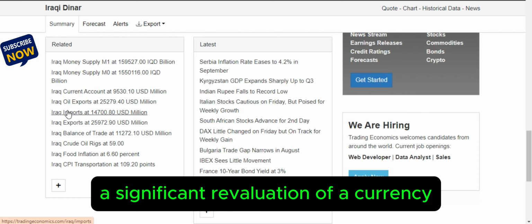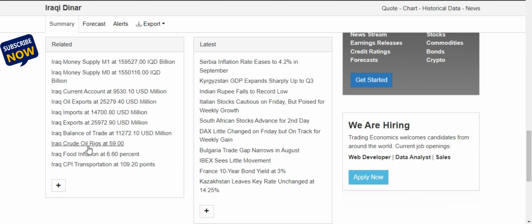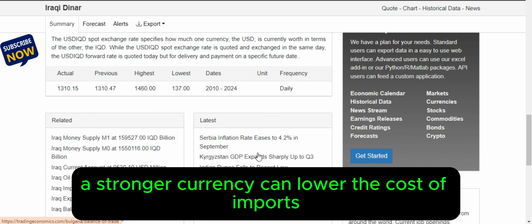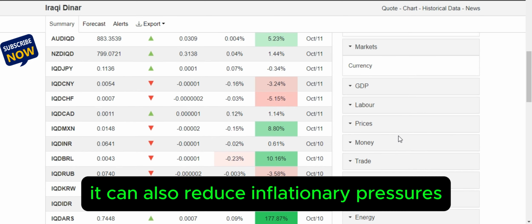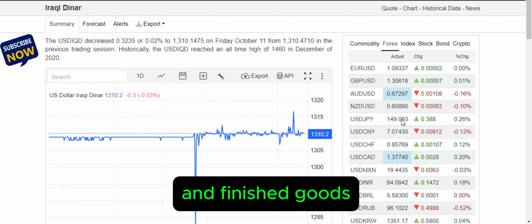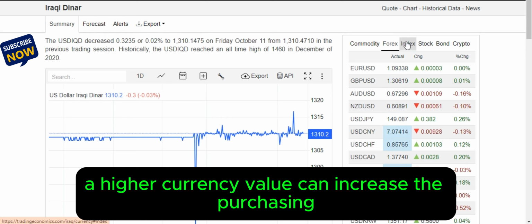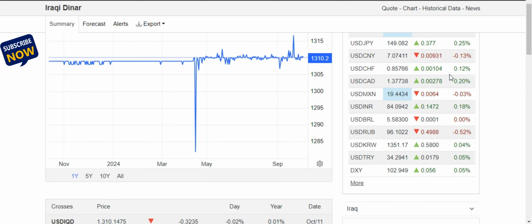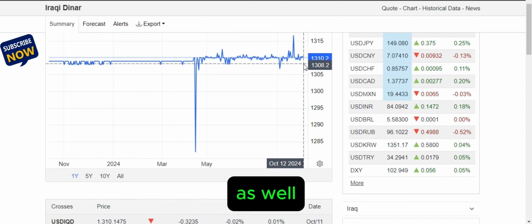A significant revaluation of a currency can have various economic consequences, both positive and negative. On the positive side, a stronger currency can lower the cost of imports, making foreign goods and services cheaper for domestic consumers. It can also reduce inflationary pressures by lowering the cost of imported raw materials and finished goods. Additionally, a higher currency value can increase the purchasing power of the country's citizens when they travel abroad or invest in foreign assets.